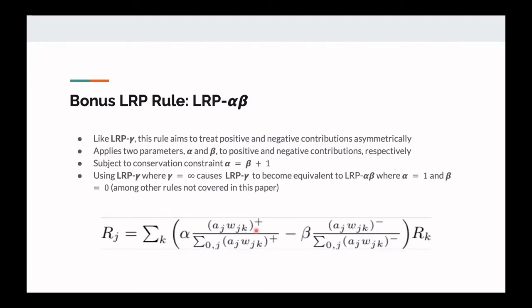So I guess the difference from the gamma rule is that instead of applying the parameter to the weights, we're applying it to the overall contribution here. Alpha for the positive and then subtracting beta applied to the negative.